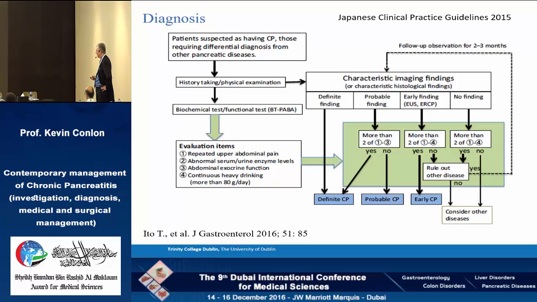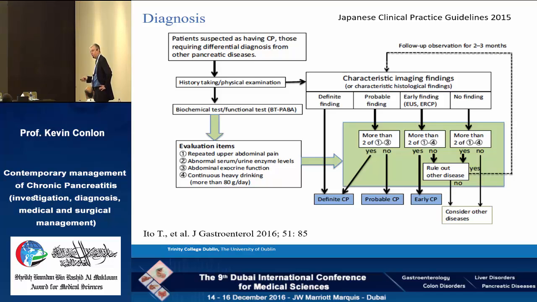And if they have none of them, then you've got to consider other diseases. So it's a reasonable thing to say, okay, do they have chronic pancreatitis? The problem with both this and our approach is we're diagnosing people when they have the disease, and your ability to impact on their natural history is relatively limited.